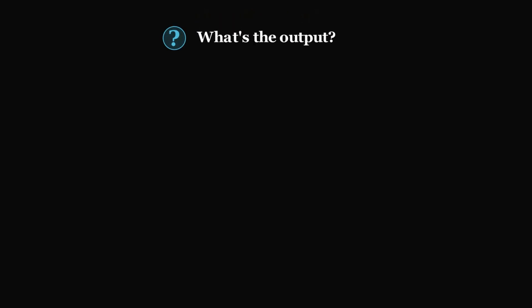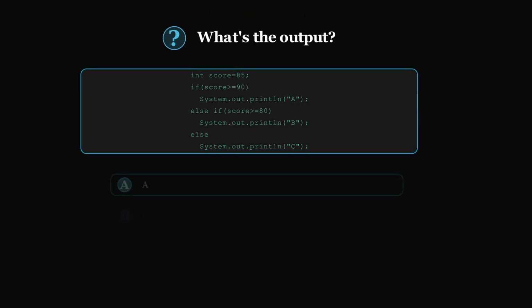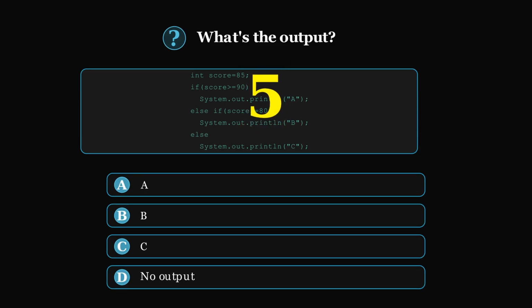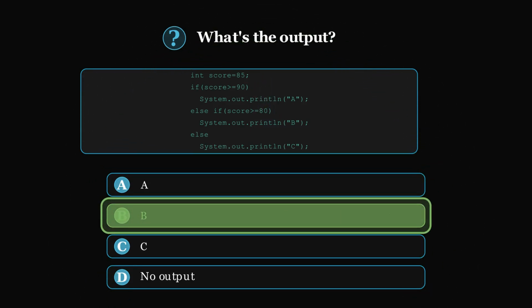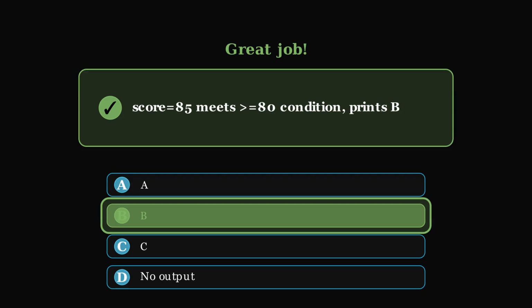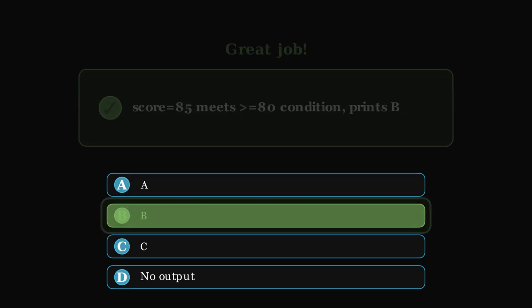What's the output? Which one is correct? The correct answer is score equals 85, meets greater than equals 80 condition, prints B.